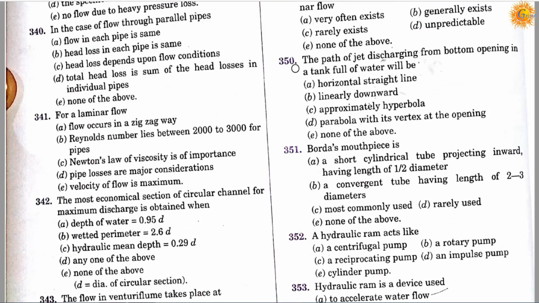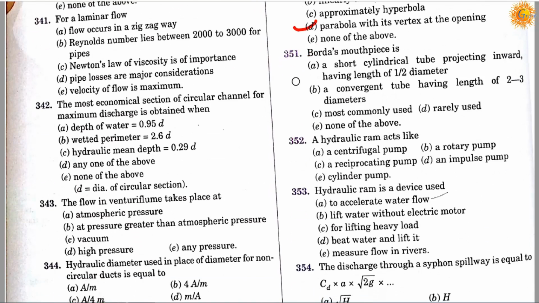Question number 350. The path of a jet discharging from a bottom opening in a tank full of water will be: option A, a horizontal straight line; option B, linearly downward; option C, approximately hyperbola; option D, parabola with its vertex at the opening; option E, none of the above. Correct answer is D. It will be a parabola with its vertex at the opening.